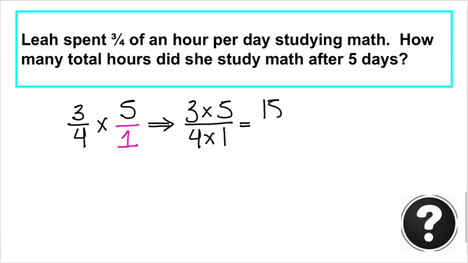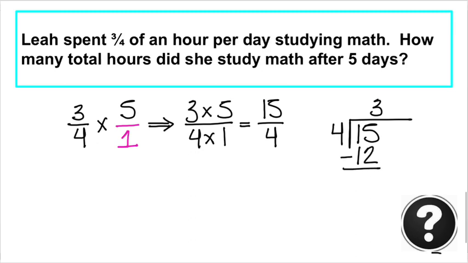3 times 5 gives me 15. 4 times 1 gives me 4. This gives me an improper fraction where this time around we will have to divide the top and bottom to simplify our answer. 4 cannot go into 1 evenly, but it can go into 15 3 times, because 4 times 3 gives me 12, leaving me with a remainder of 3/4. So this is letting me know that in those 5 days, she's studying a total of 3 3/4 of an hour.